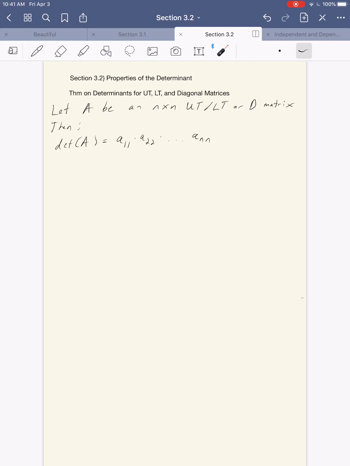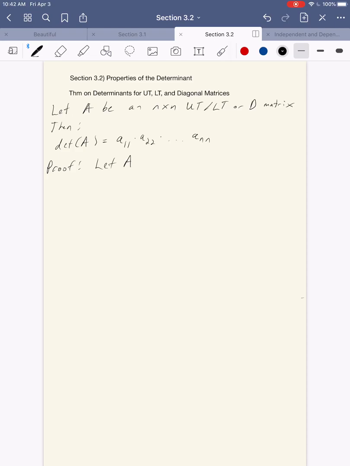Now, in your textbook, they go through and do a proof for when it is upper triangular. We are going to go ahead in this video and prove it for when it is lower triangular. You don't really need to worry too much about the diagonal case, because if you remember, a diagonal matrix is both upper triangular and lower triangular. So if you've proven one of these, then you automatically have this one for free. You can look at your textbook for the proof when it is upper triangular. We will do the proof for when it is lower triangular. So let's do our proof here.